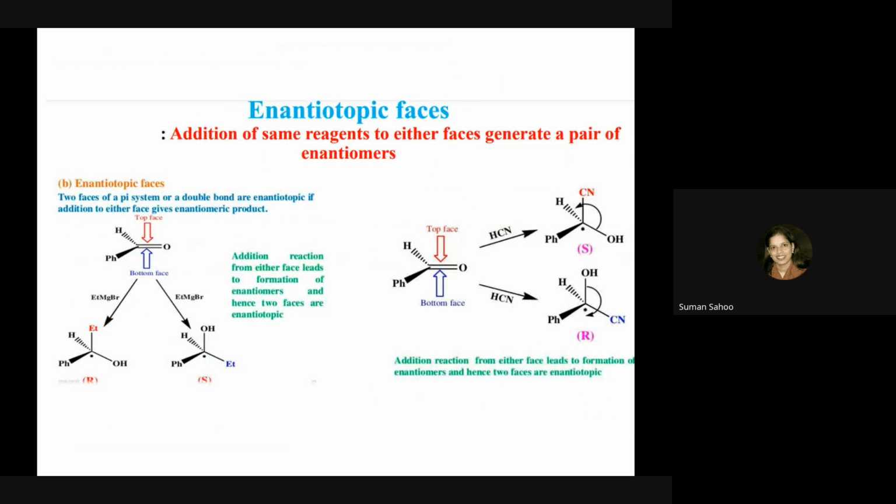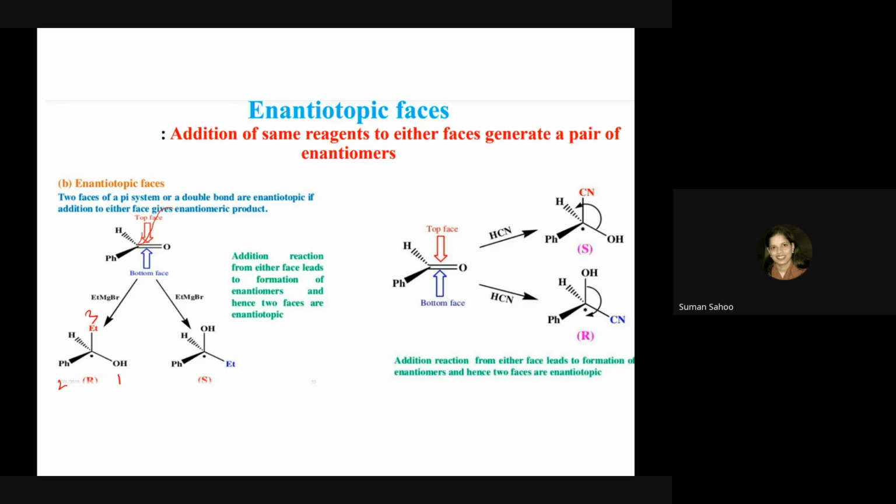So how you are going to get your enantiomers, that is your enantiotopic faces. Stereotopic faces can be enantiotopic faces as well as diastereotopic faces, but here I am just saying enantiotopic faces. We can also have diastereotopic faces. For example, in this case, we are doing a nucleophilic addition reaction. If the nucleophile is attacking from the top face, then the OH group will go here and the nucleophile will come here.